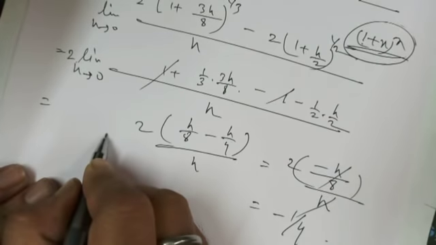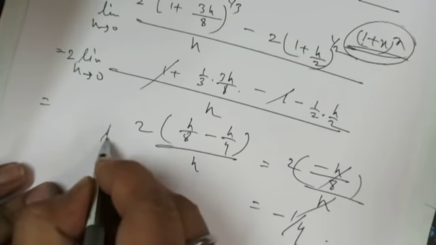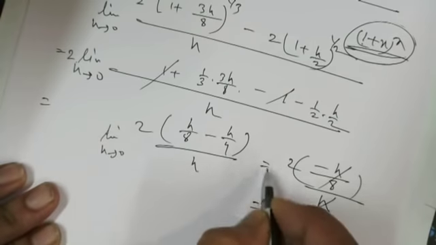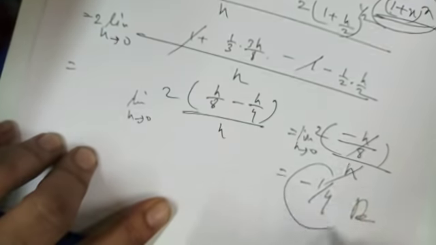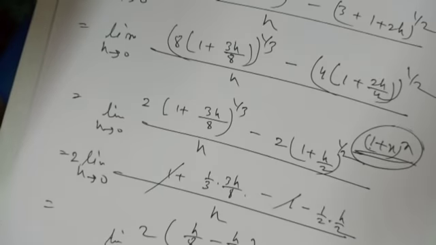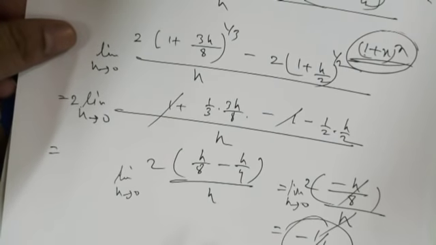Here it will be the limit h tends to 0. So this is the answer. Okay, so this is the correct answer, minus 1 by 4.